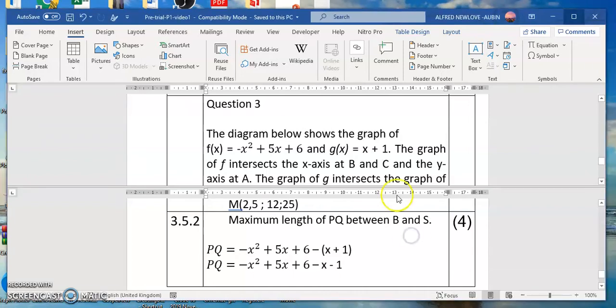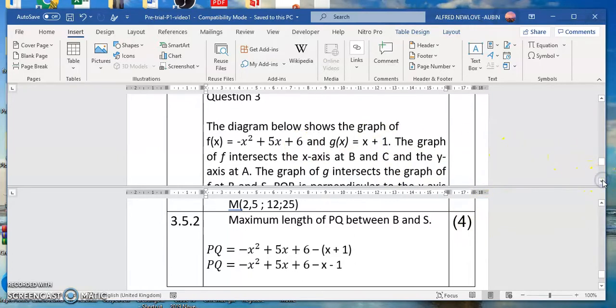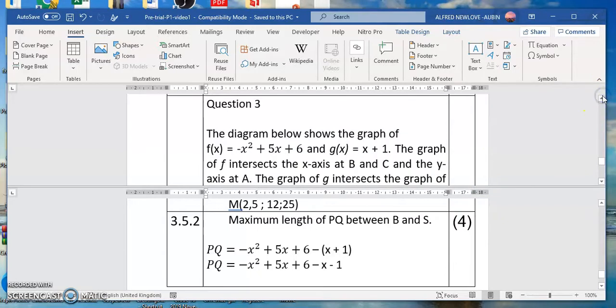Today we are continuing with our section for the preparation of our prelims. We are still dealing with paper 1. Now, let's look at question 3 of our mock.